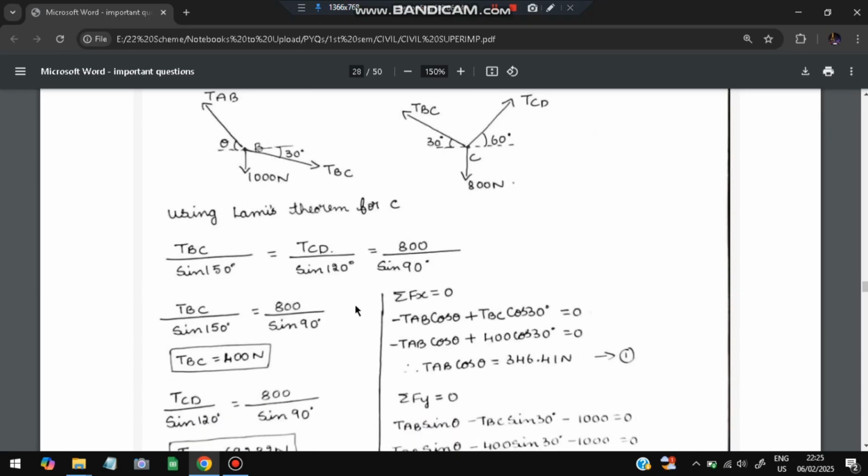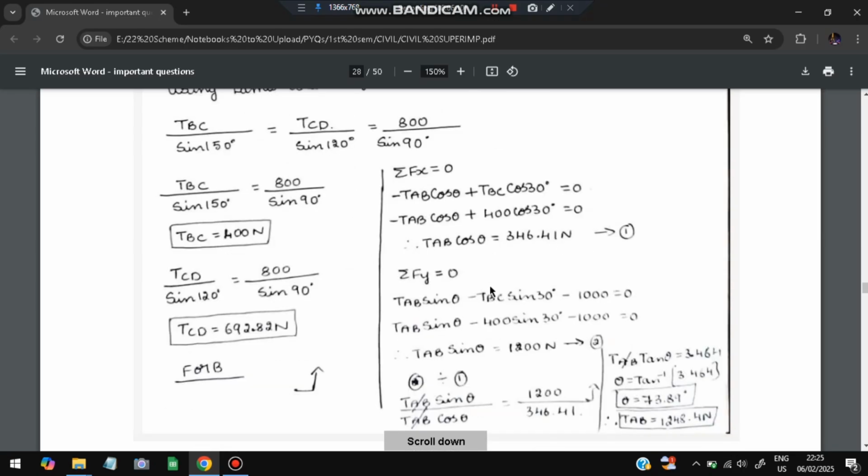The top forces, here it will be TAB sin theta, here it will be TBC sin 30, here it will be 1000 in the negative direction, so minus 1000. So when you do this and calculate, we'll get the value of TAB sin theta as 1200. We have the value of TAB sin theta and TAB cos theta. We'll divide them so that TAB gets cancelled, so it will be 1200 divided by 346.41. So we can easily calculate the value of theta by taking the tan inverse.